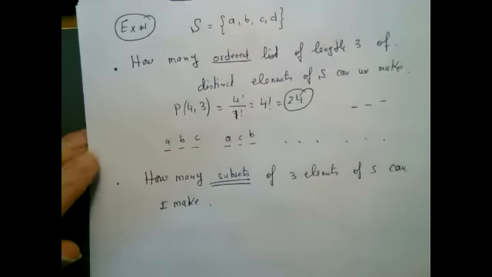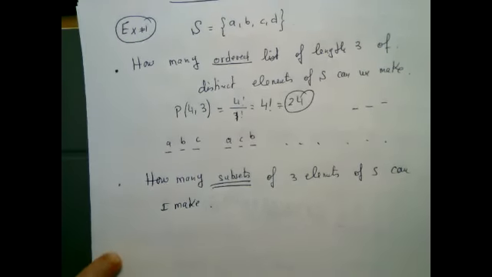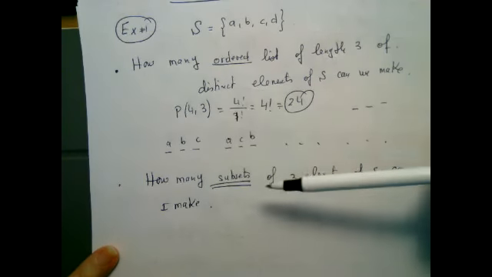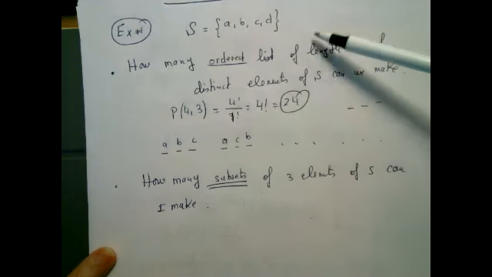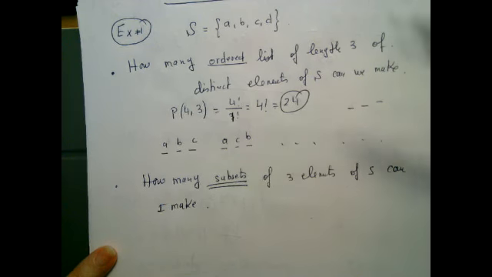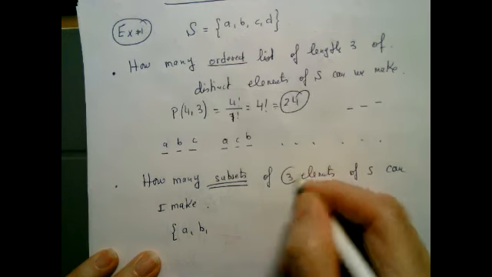Is this a very different question? I'm asking a very different question. I'm asking here how many subsets I can make of 3 elements out of S. The minute we say subset, I don't care anymore about the order. So when I make subsets, how many subsets can I make of 3 elements only?